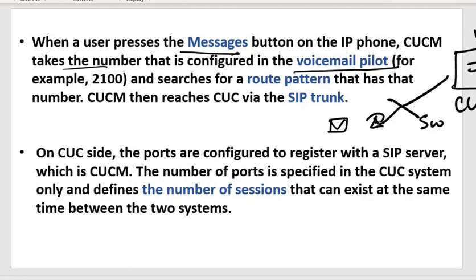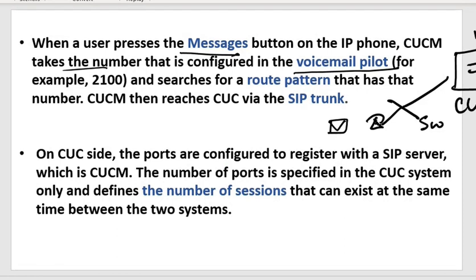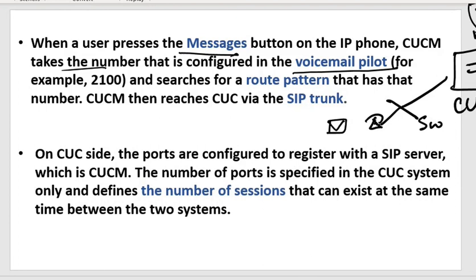Now the CUCM has a voicemail pilot, which is the number for your Unity Connection. So as you press the messages button here, that means you're trying to dial your Unity Connection server in the network. CUCM will say, okay, you want to reach the Unity Connection. It will check its pilot number, which directs to Unity Connection. And then using the route pattern configured for that, which is the route for that, it will send this message to the Unity Connection. So this is how this configuration will work.